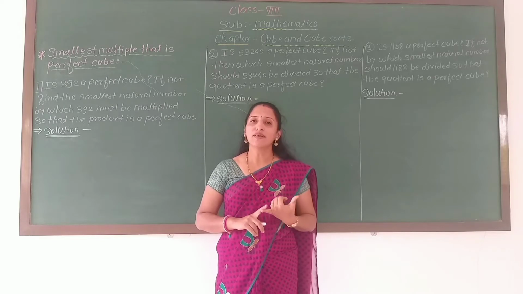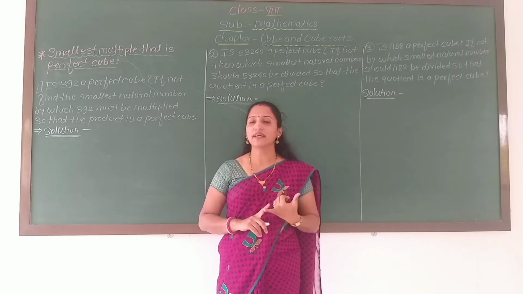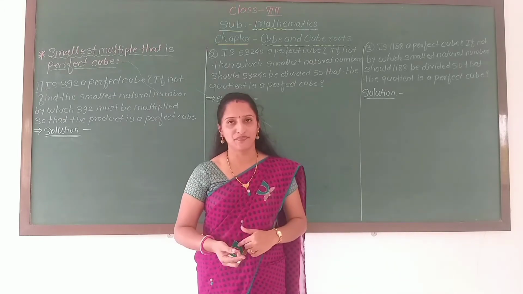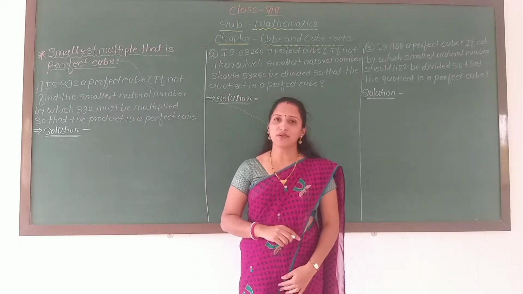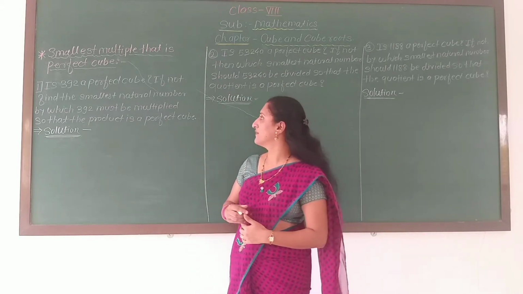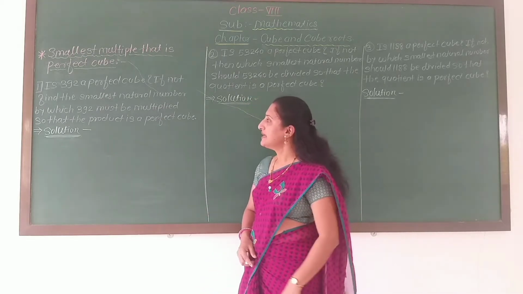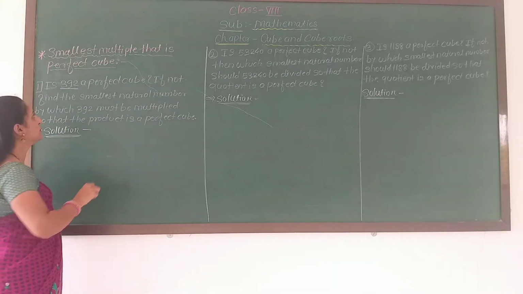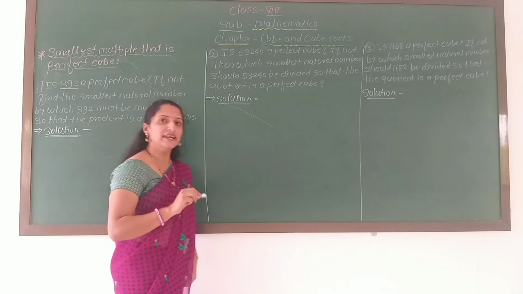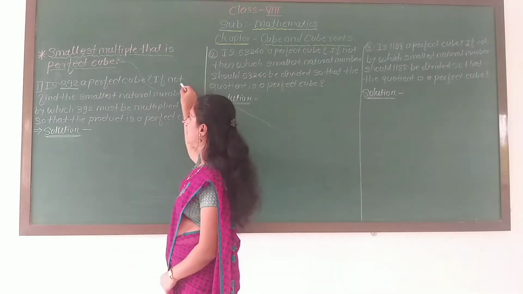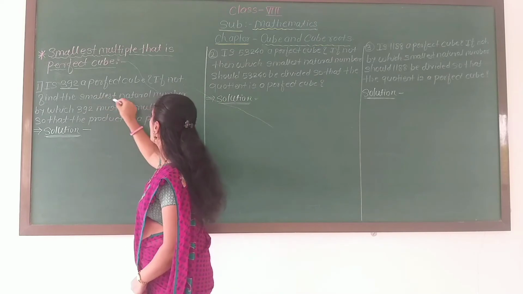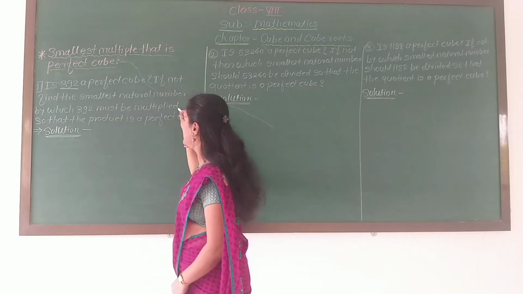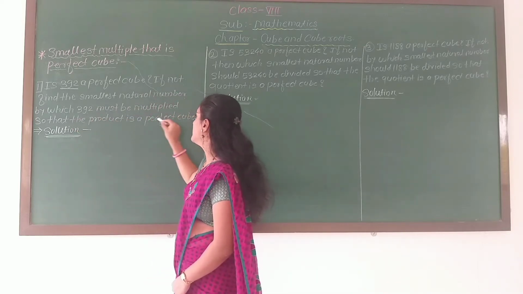Okay, we have solved some of the examples like how to find perfect cube or the given number is perfect cube or not. So in today's session, we are going to solve some examples of perfect cube. Our first example is: is 392 a perfect cube? If not, what we have to do? Find the smallest natural number by which 392 must be multiplied so that the product is a perfect cube.